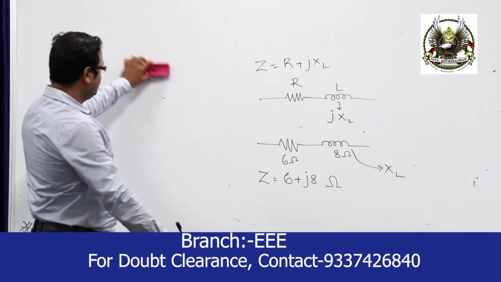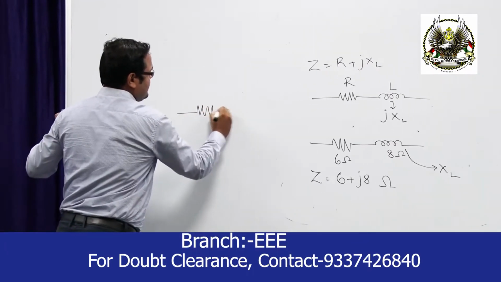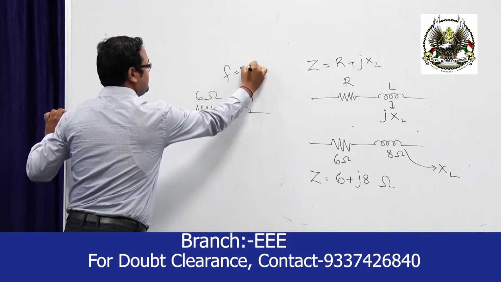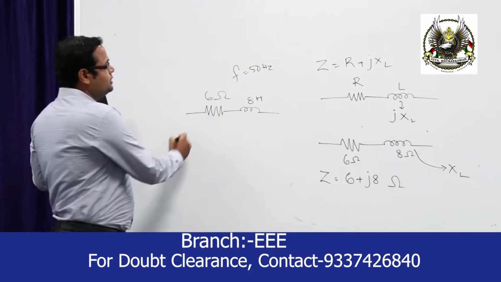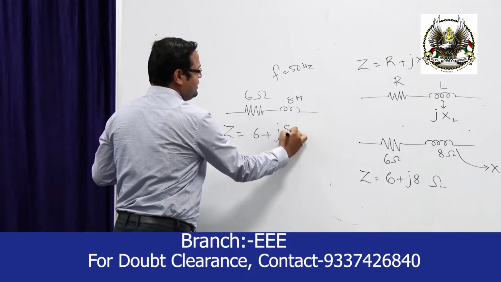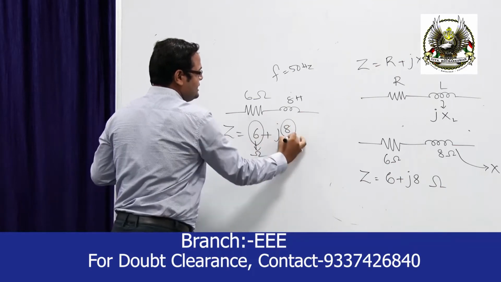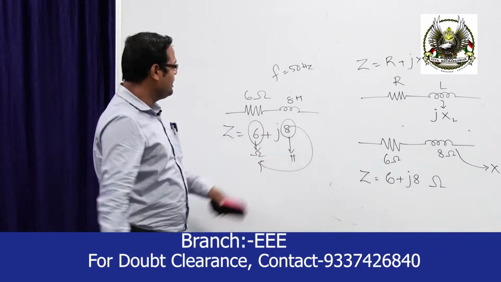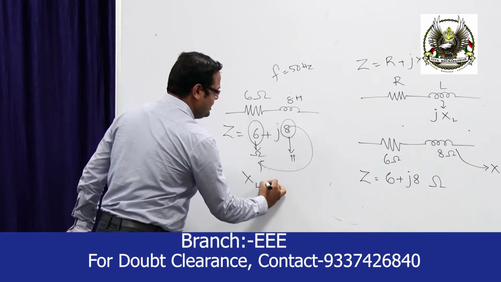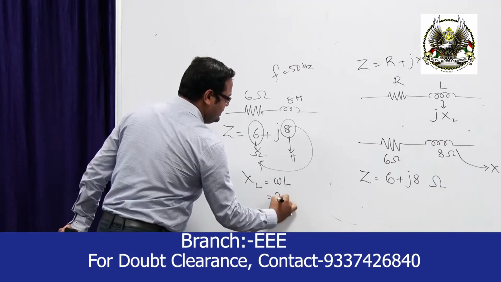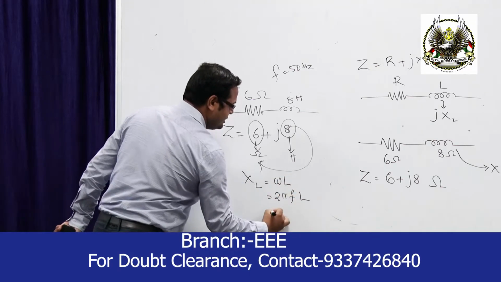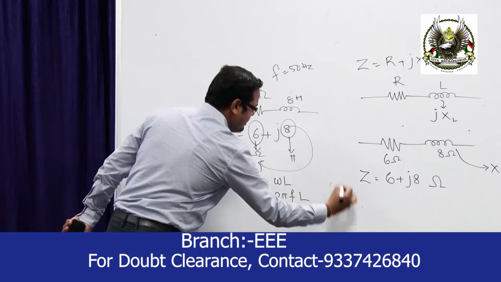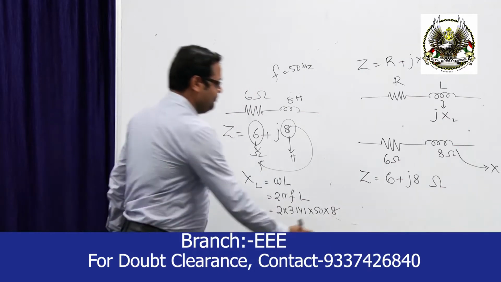But somehow if it is given like this, it is 6 ohm and it is given 8 Henry, frequency is given suppose 50 hertz in a particular question. So, there you can't write it is 6 plus j 8, because its unit is ohm, whereas its unit is Henry. So, you have to convert this into ohm. So, here you have to find the XL, which is nothing but omega L, or it is 2 pi f into L. So, it is 2 into 3.141 into 50 into 8. So, what are the value you have to find, and it is in ohm.